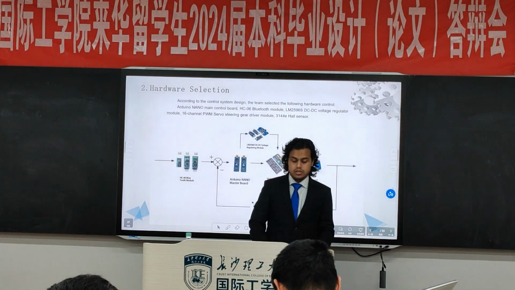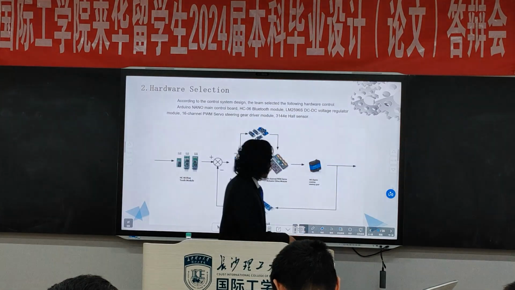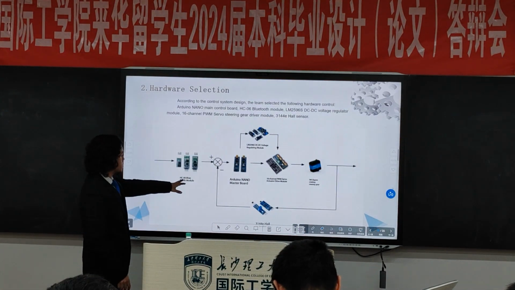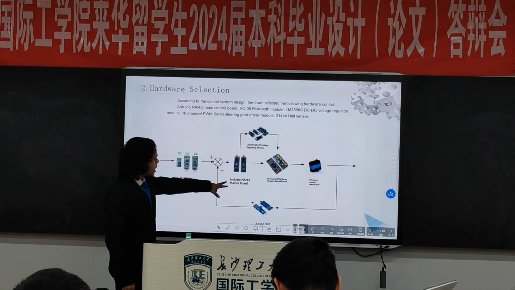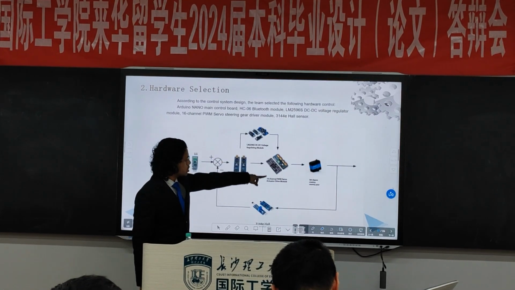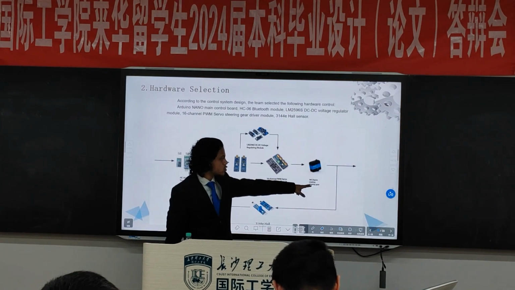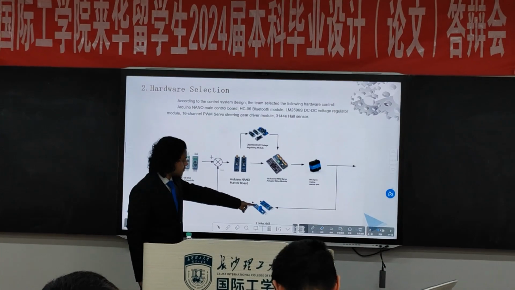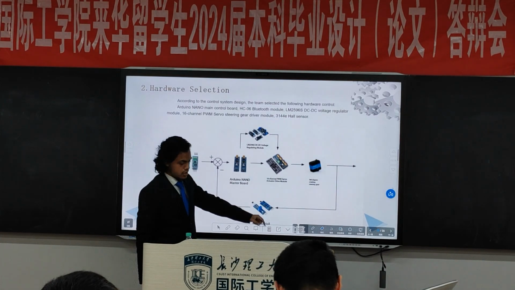So, hardware selection. How we select the hardware according to the control system that I have designed: the HC06 Bluetooth module, which is a combination I actually got, then the Arduino Nano master plan, then the regulating module, the PWM servo, and also the 360 degree rotating steering gear, and then finally the Hall effect sensor that gives the feedback.